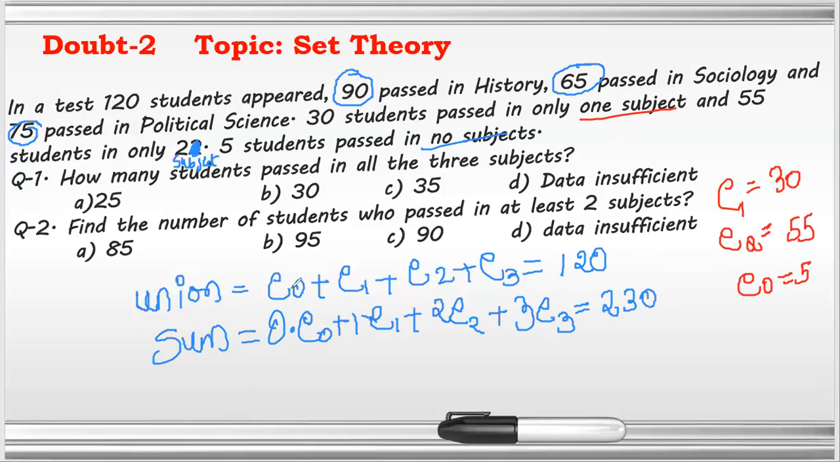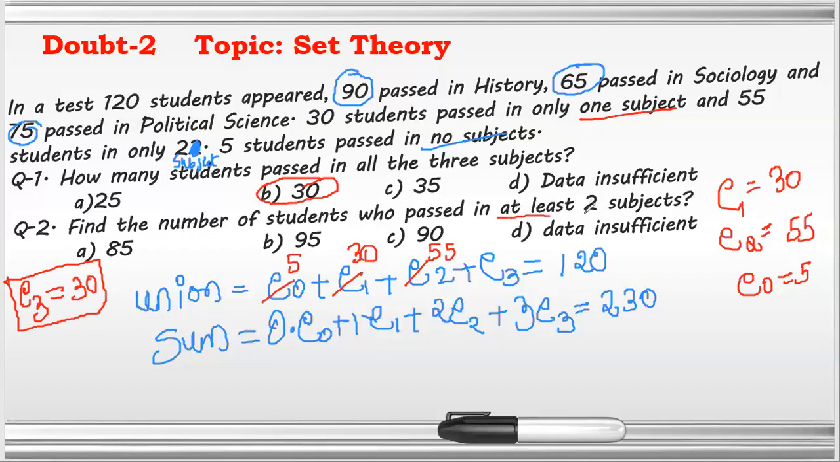So if E0 is 5, E1 is 30, E2 is 55, then solving this, 55 plus 5 is 60, 60 plus 30 is 90. So straight away you'll get E3. E3 is 120 minus 90, that is 30. So that is the first question: how many passed in all three subjects? Second, find the number of students who passed in at least 2 subjects. At least 2 subjects means at least two, at most all. What is asked is E2 plus E3.